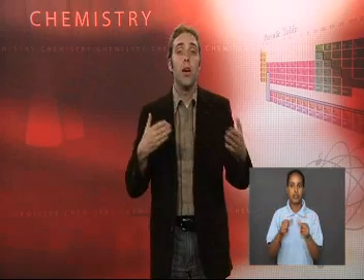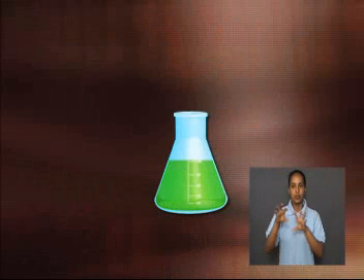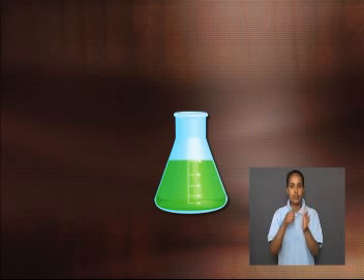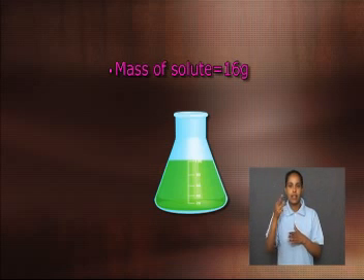Let us go through an example together. We will determine the molar concentration of a solution that contains 16.0 grams of methanol in 200 milliliters of solution. Students, what do we know that will help us figure out this question? We know that the mass of the solute is 16 grams.